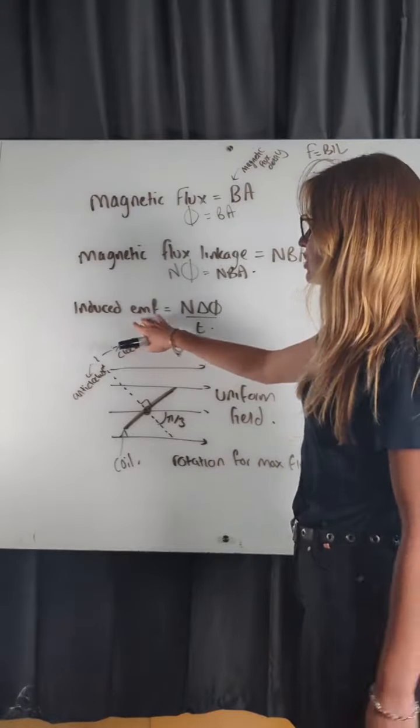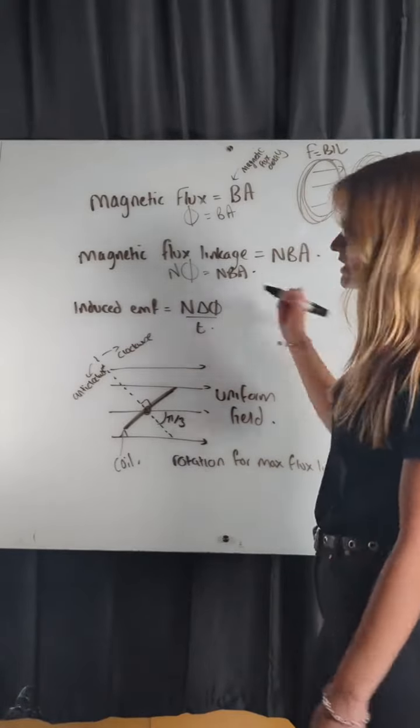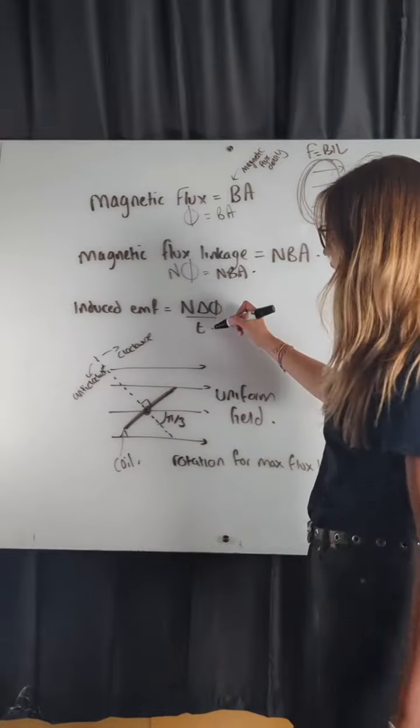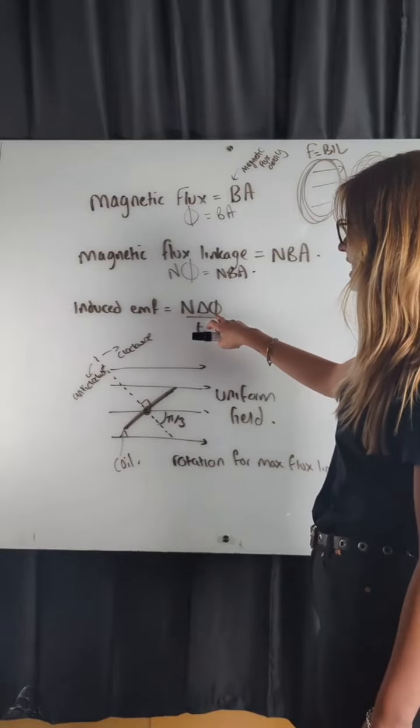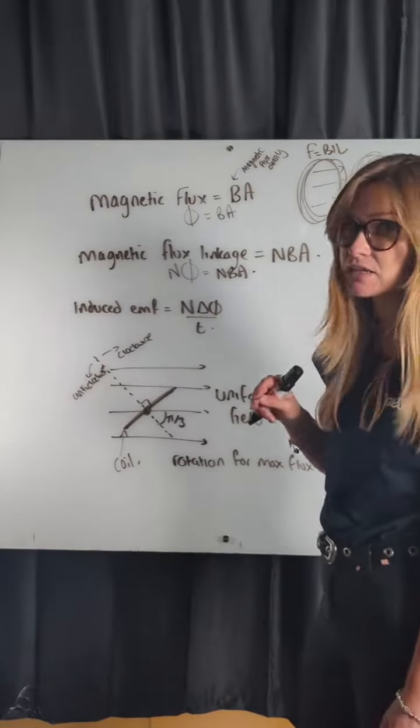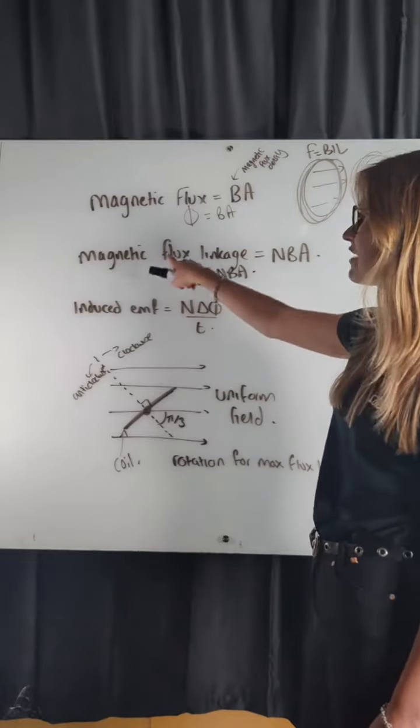The next one is your induced EMF. And what that is, is anything divided by time, the rate. It's the rate of change of your magnetic flux linkage. Make sure you don't say magnetic flux, it's magnetic flux linkage, because you have that N in there.